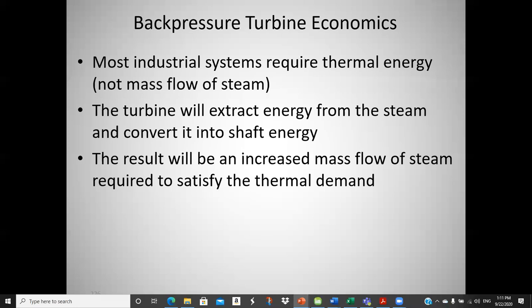Okay, most industrial systems require thermal energy. A turbine will extract some energy from steam and convert it into shaft power, which makes electricity. The result will be an increased mass flow of steam required to satisfy the thermal demand. So that's what that example was put together to illustrate.